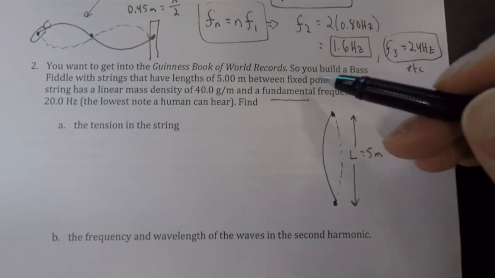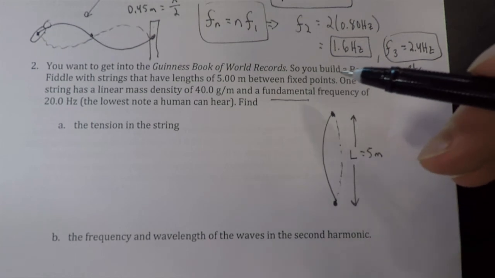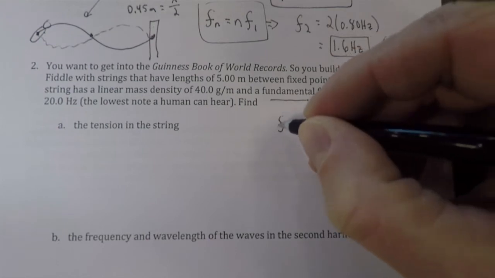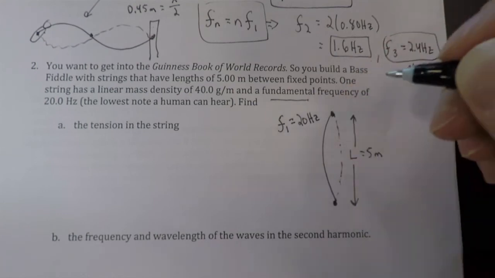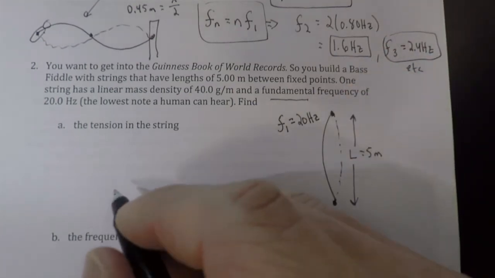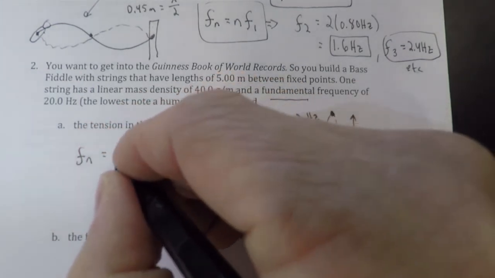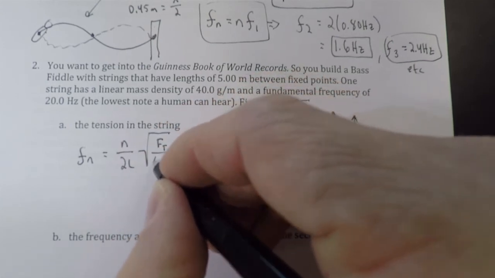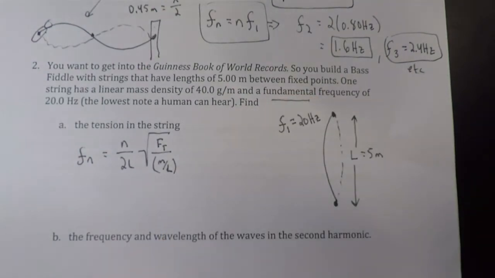So what I'm going to do here is try to find the tension in my string, how tight the string has to be stretched to produce this, based on the fact that I'm going to be hearing a fundamental frequency. In this case, I know the frequency, f1, of 20 hertz. So here we're going to use the equation that we derived on the previous page. The frequency of the nth harmonic is equal to n over 2L times the square root of the tension divided by the mass per length. So we really have everything we need other than the tension. So we'll plug our numbers in.